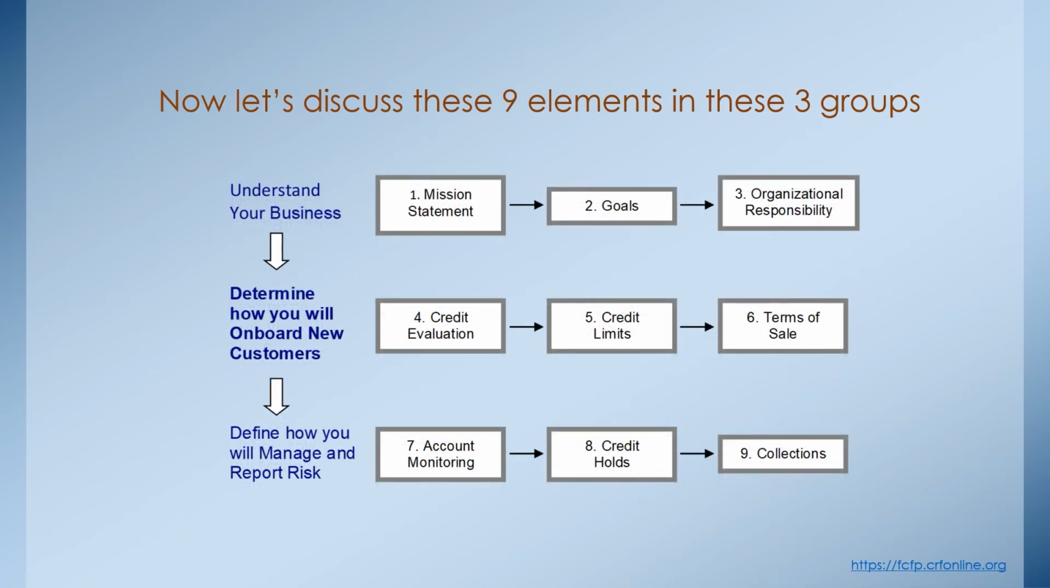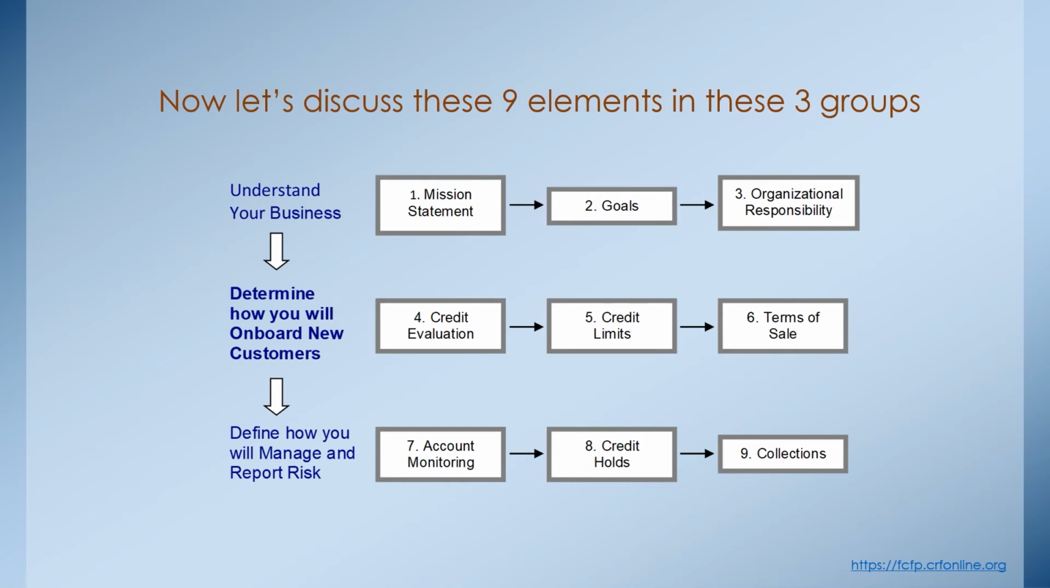So after you set the high-level objectives and the understanding your business grouping of elements, now you want to get into a little more detail in determining how you will onboard new customers. So in step or element 4, you need to define how you're going to do your credit evaluation. What kind of data are you going to require from a credit application or third-party sources? When are you going to require financial statements? Are you going to approve some amounts of credit that may be under a certain amount automatically? And then how are you going to make your decisions?